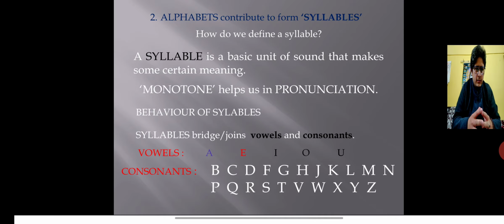Now, the behavior of syllables. The behavior of syllables is that they bridge or join vowels and consonants so that they form a particular tone and hold a certain meaning. We know that the 26 English alphabets are divided into two categories. One is vowels, which contains five alphabets: A, E, I, O, U, and the rest are all consonants. How many are there? Of course, 21.